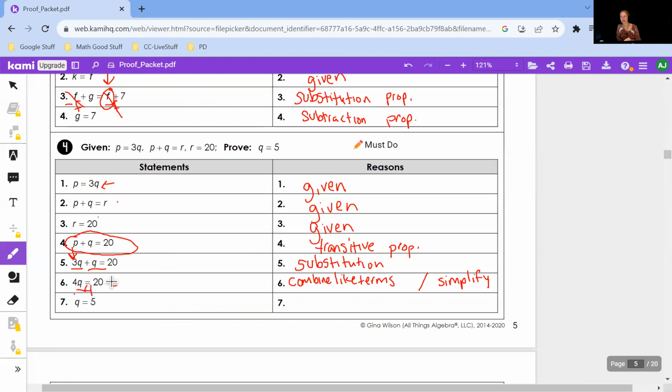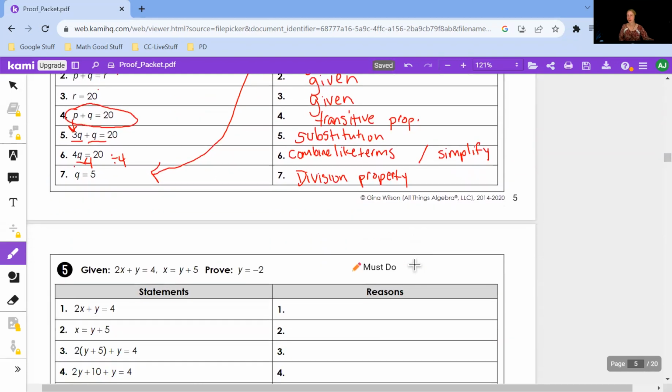Down at this last step, we've divided by 4 on both sides, which means we used the division property. And so all of that work gets us to prove that Q equals 5, and that's exactly what we have down here. So I hope that helps you. I have put these together.